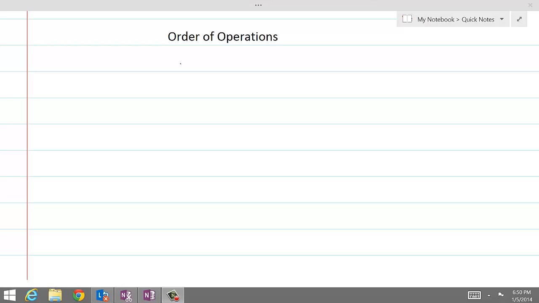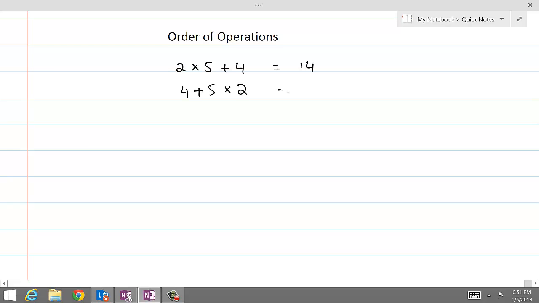Order of operations. Calculators, computers, and all other programmable devices follow a sequence in which operations are applied to make calculations. For example, 2 times 5 plus 4 is always equal to 14. If we write 4 plus 5 times 2, that will also be 14. So what is the reason?